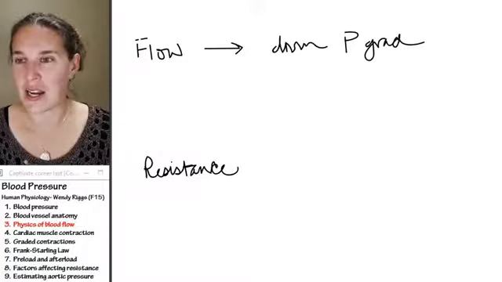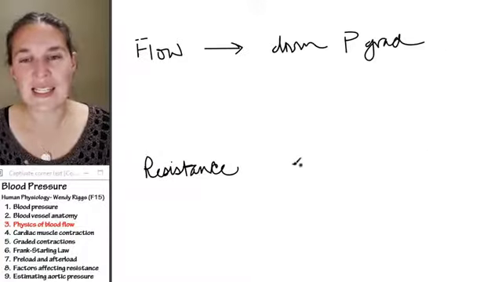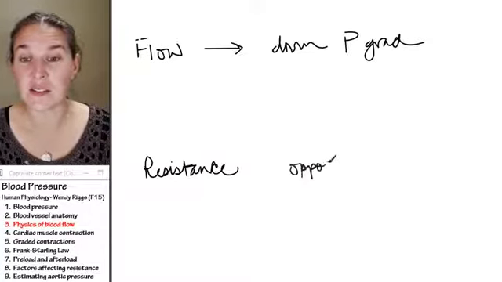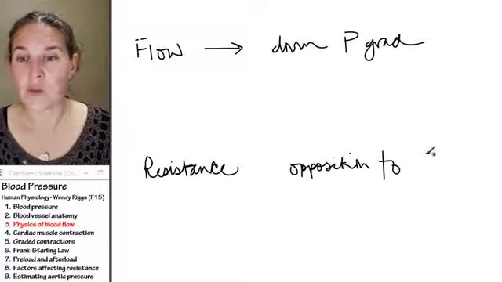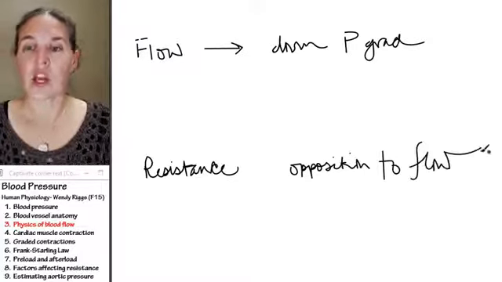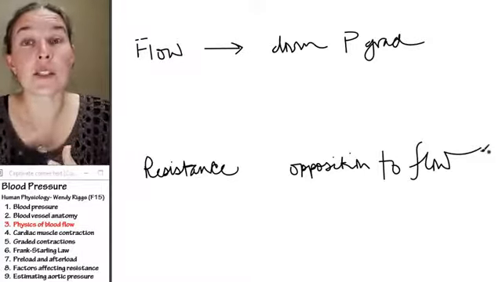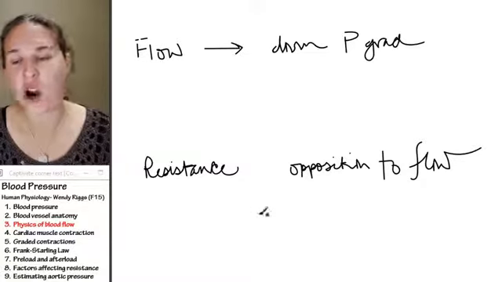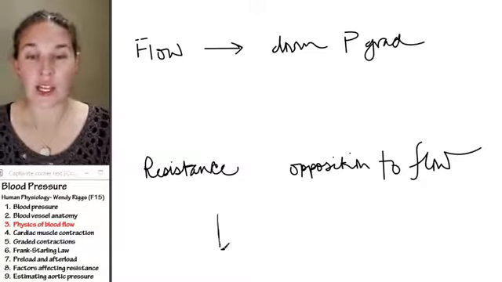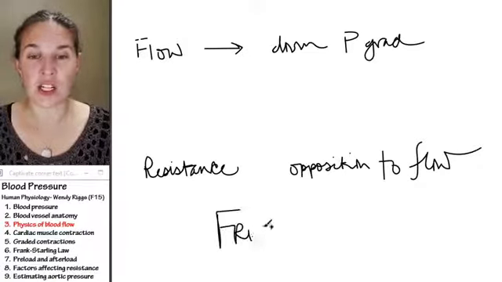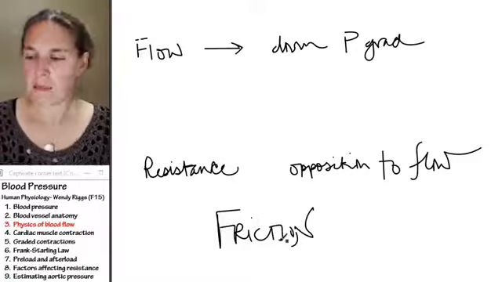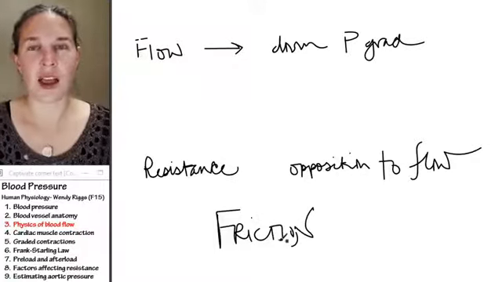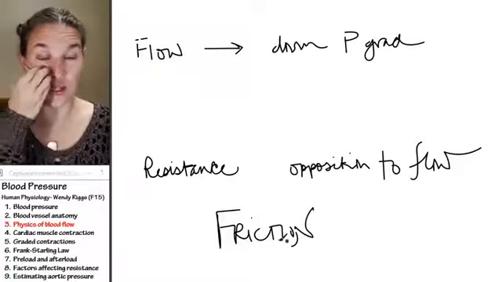Resistance, on the other hand, is opposition to flow. So any force that opposes the flow is considered resistance. And in our situation, almost 100% of the time, we're talking about friction. Now think about that for a second. My little analogy, what? I have an analogy? I know this is shocking to you.